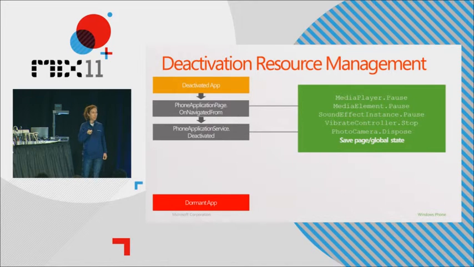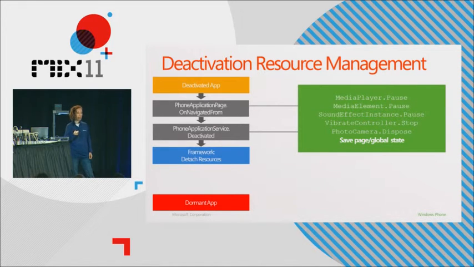But in addition to that, this would be the place where the application could stop the current user experience and could take matters in its own hands in respect to resource management. So for instance, if the application is using media player or media element, this is where the application would call pause. This is, again, where the application would stop the sound effect or the vibration, or in case of the camera, this is where the application would call dispose on the camera object. But if that doesn't happen, if the application is not coded that way, then that's no big deal. The frameworks are going to do so.